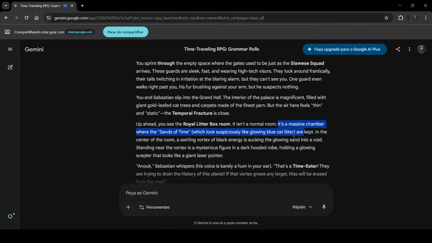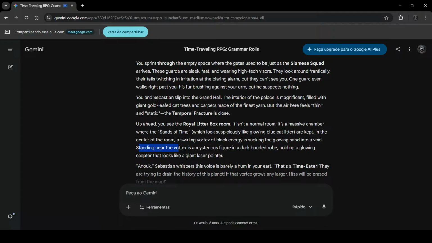Yeah, that's why, like Prince of Persia. In the center of the room, a swirling vortex of black energy is sucking the glowing sand into a void.